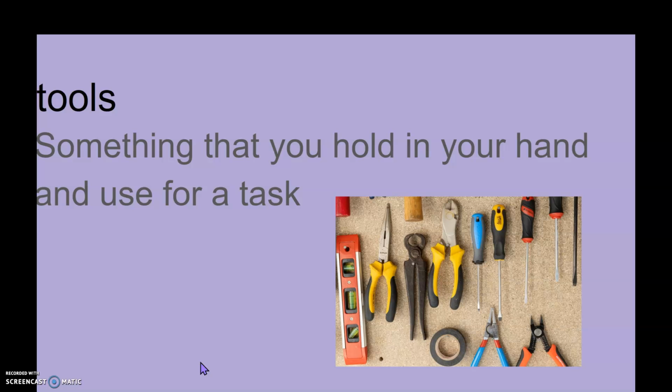Tools. Something that you can hold in your hand and use for a task. So a lot of times you think of dads using tools, or I know in my family I use tools. So mom or dad using tools. So things like hammers and screwdrivers, even a whisk in the kitchen is a tool. So it's something that we hold in our hand and use for a certain task that we're trying to complete. So let's say you are trying to build a cabinet or a desk. You would need tools to help you build that.